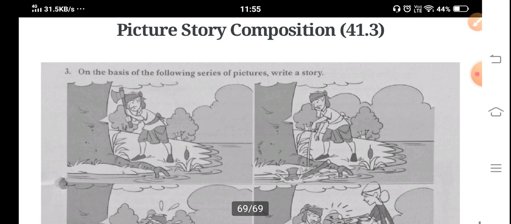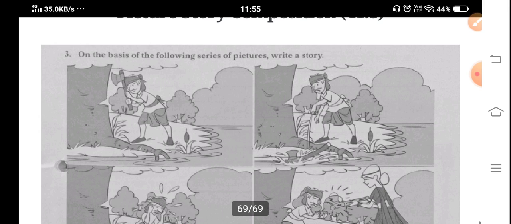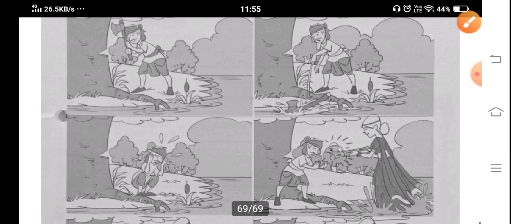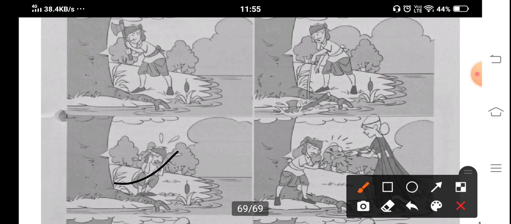So as you can see, a man is cutting down trees with his axe. In the second picture, in the first picture he was cutting the tree with his axe, and in the second scene we can see his axe is just at his side. And in the third picture, we can see he is crying, or we can say he is annoyed after cutting that tree, and he is looking disturbed.